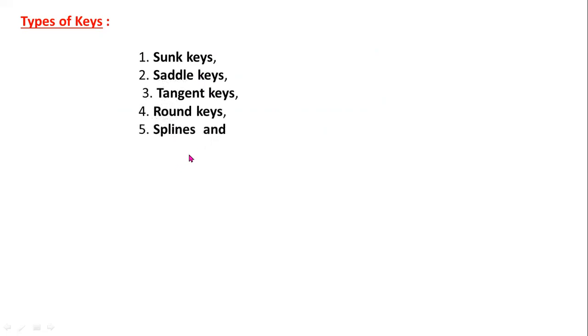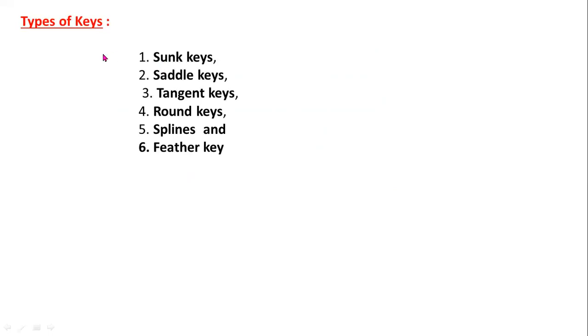Now, types of keys. Keys are broadly classified into sunk keys, saddle keys, tangent keys, round keys, splines, and feather keys. These are the important types of keys from the point of view of our subject. I will explain them one by one.